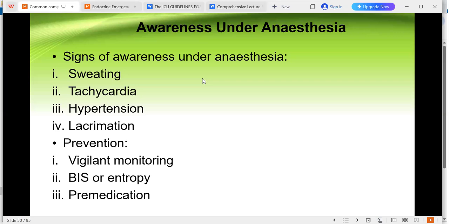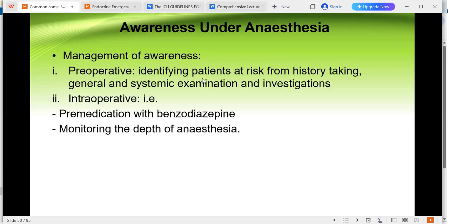Okay. It's important that we understand this, okay? Vigilant monitoring is important. Your bispectral index, all right, by bispectral or entropy. Bispectral, it's a derivative of your EEG, okay, and it's important. It gives you numeric values, okay. A bispectral index score of 40, all right, usually is enough for adequate hypnosis. All right, premedication, especially with your benzodiazepines, helps to prevent awareness under anesthesia. Actually, awareness under anesthesia is a topic on its own, and this is just a summary.